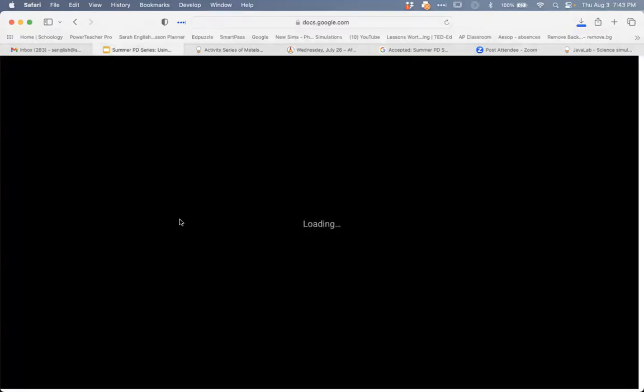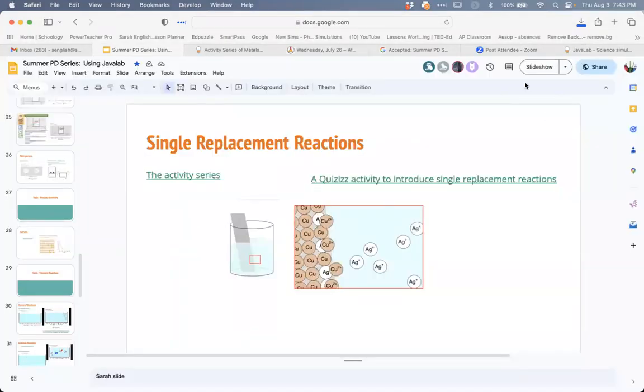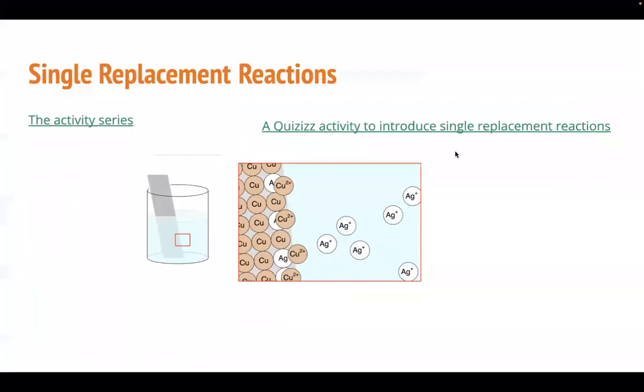Let's get back to our slideshow here. There we go. I did write a quizzes activity, probably for a first year class, about exploring single replacement reactions, again using the simulation to explore them. I love that one. There's just so much that you could use with pretty much every single unit or storyline that you're doing, to support your students in a visual way.